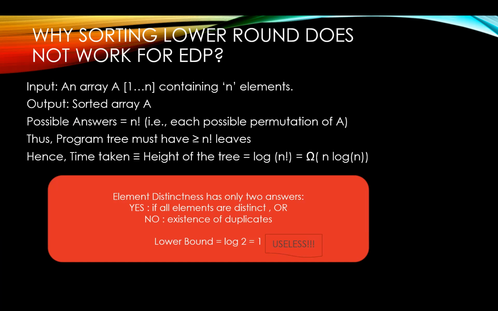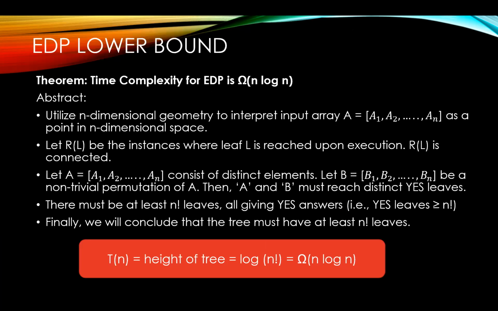But this method will not work in our problem. EDP has only 2 answers: yes if all elements are distinct, or no if duplicates exist. So the lower bound will be log of 2, which equals 1, which is a very silly bound for the EDP problem. So we'll try to come up with a new method to show that the time complexity for EDP is omega of n log n.